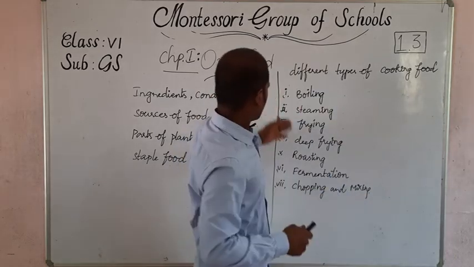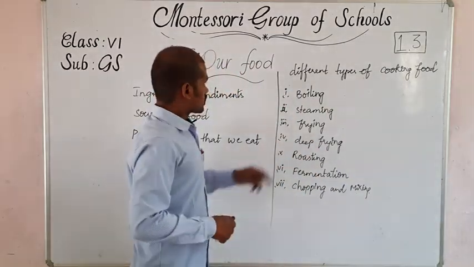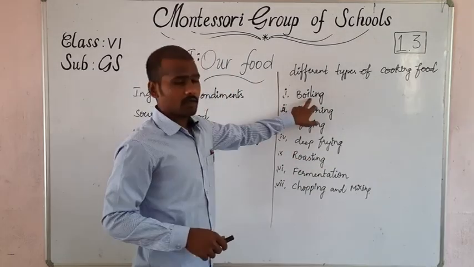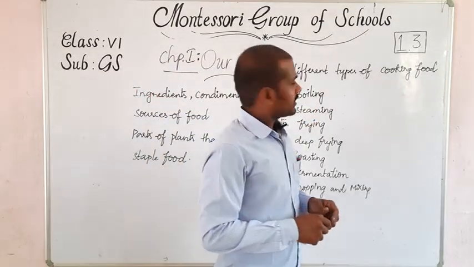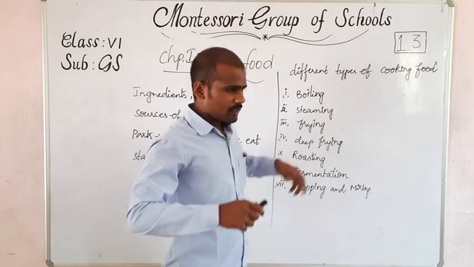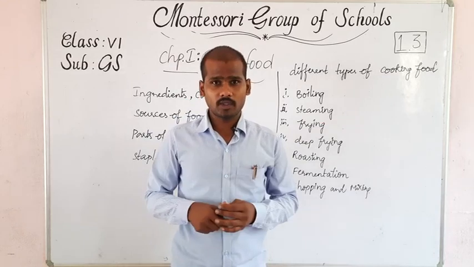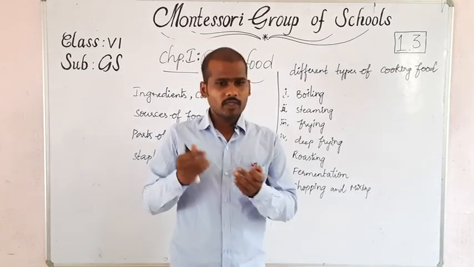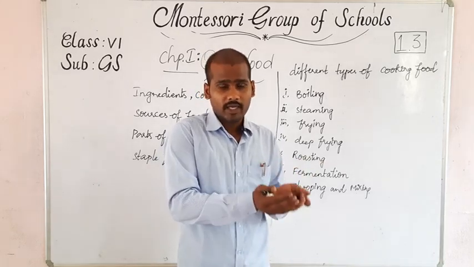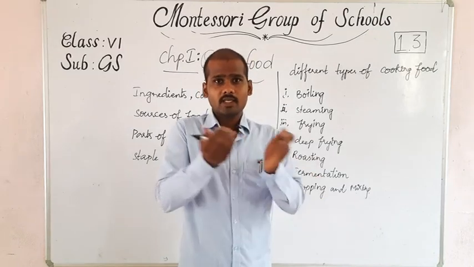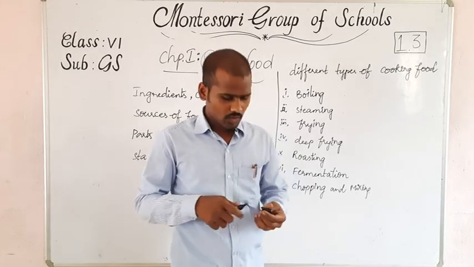Okay, so these are the different ways of preparing food. For example, let's take the first type, boiling. In this boiling category, we cook food by boiling it in water. For example, boiled rice. We take a suitable amount of water and a suitable amount of raw rice, and we boil the rice in this water under a suitable temperature, under the flame.